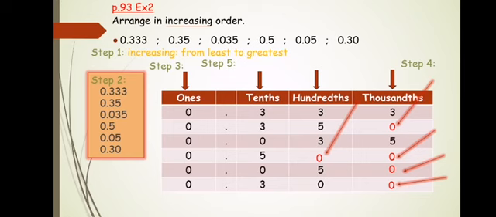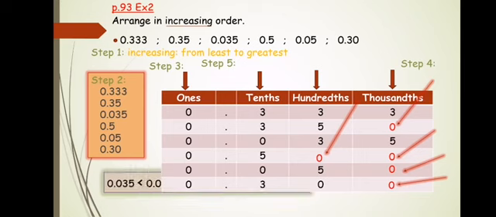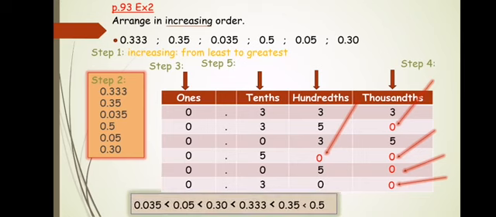Which decimal part is the smallest? Sure, it is 35, then 50, then 300, then 333, then 350, then 500. So we arrange the decimal parts, then we have to arrange the numbers. So this list is how to arrange the numbers.